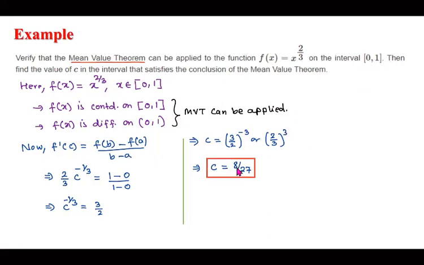And you can see that 8 over 27 is a number more than 0, but less than 1. So that is the value guaranteed by the theorem. So this is how we can use the mean value theorem to solve an application problem like this one.